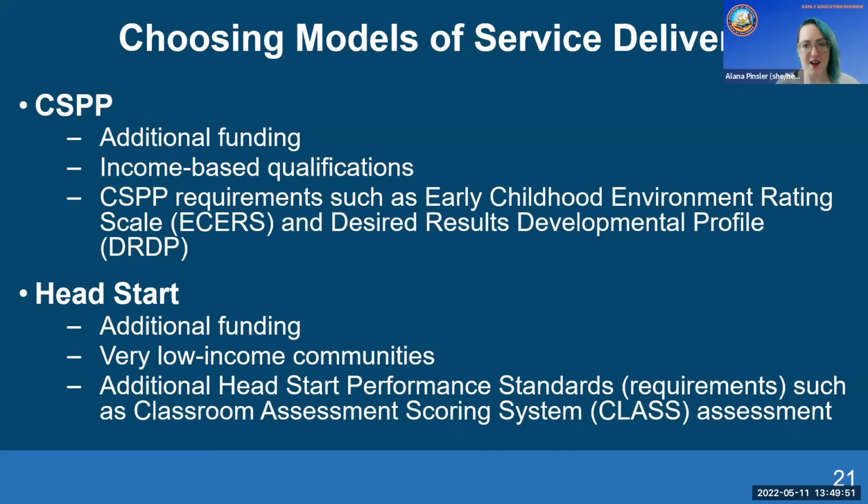Let's dig deeper into how to choose different models of service delivery for UPK that complement TK investments. CSPP and Head Start programs can provide additional funding, but they are income eligible programs, so they may lead to a segregation of low income families if they're standalone programs. Both of these programs can be standalone, braided together, or each braided with TK programs. If they're braided in either way, CSPP has requirements such as the Early Childhood Environment Rating Scale, ECERS, and the Desired Results Developmental Profile, DRDP. Head Start grants include funding for professional development. If braided, that could benefit the TK staff. There are also comprehensive Head Start performance standards, for example, such as the Classroom Assessment Scoring System, or CLASS, which would have to be conducted by an external source each year.